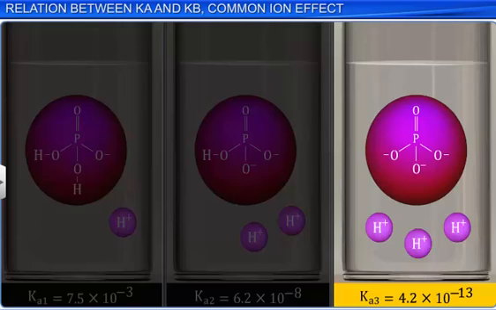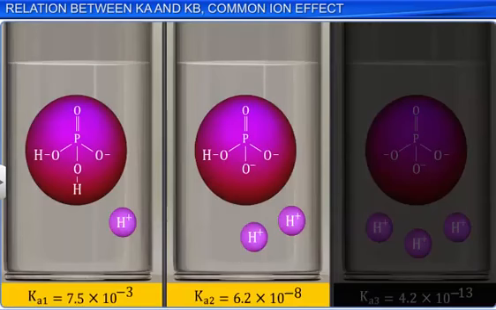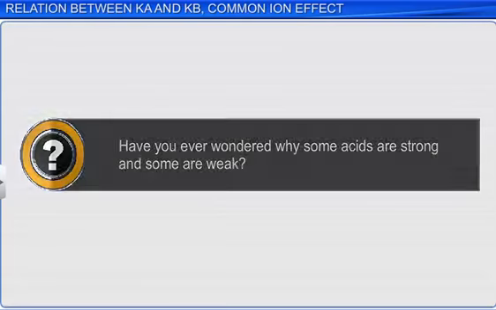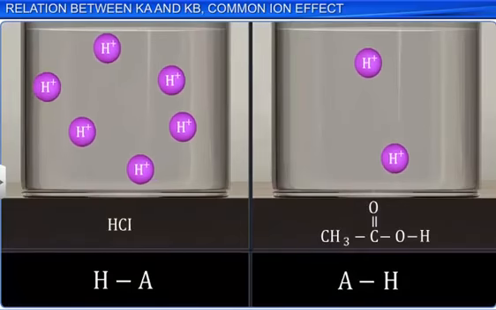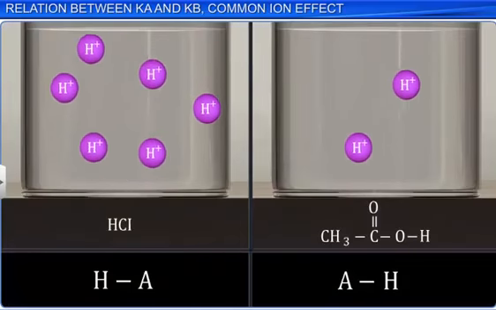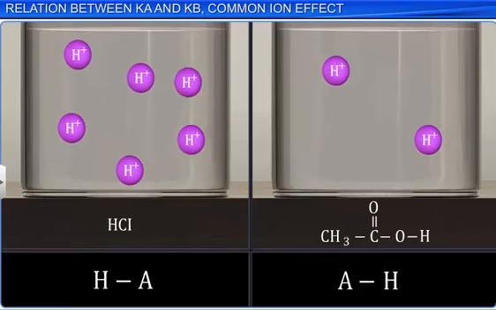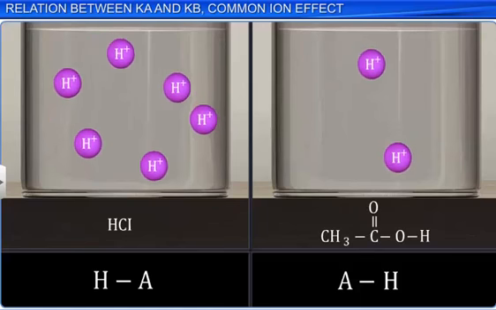Have you ever wondered why some acids are strong and some are weak? The extent of the dissociation of an acid, or the strength of an acid, depends on the strength and polarity of the HA bond. In general, the weaker the HA bond, the less energy is required to break the bond and the stronger is the acid.